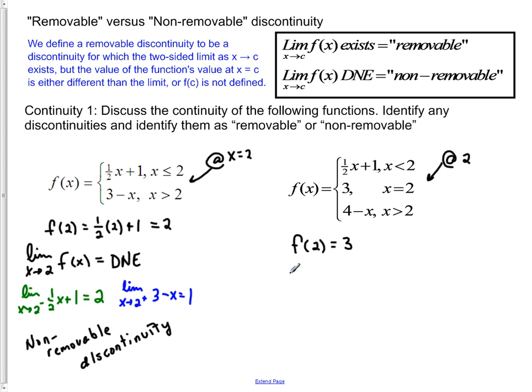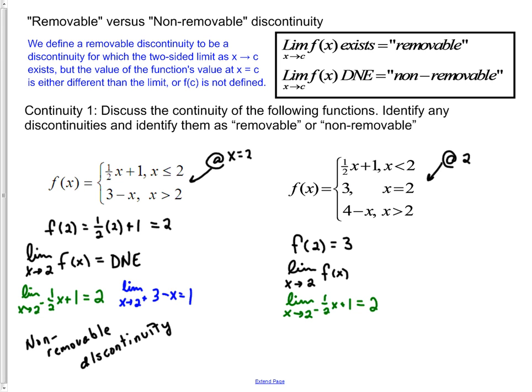All right, what else could we say? Well, we would certainly have to look at our limit as x approaches 2 of that function f of x, which means that we're going to have to divide this up into left and right limits. So if we take our limit as x approaches 2 from the left, this part right up here, we have 1 half x plus 1, and by substitution, we're going to get 2. Looks kind of familiar, doesn't it?